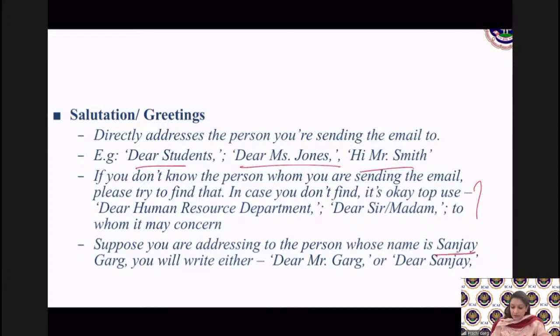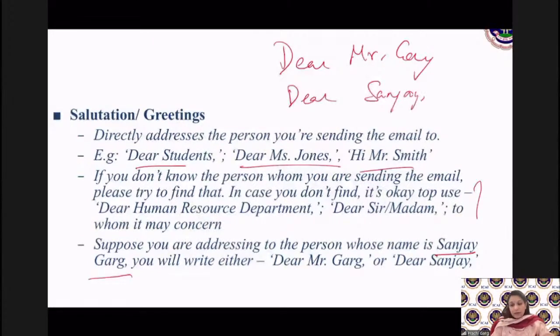For example, the person's name is Sanjay Garg. There are two ways of addressing the person: Dear Mr. Garg or Dear Sanjay. Either you say dear with the first name, or you use dear with the title and the person's last name. Am I clear? Right. So please make sure when you're writing an email, you take care of these things. Otherwise, dear sir, ma'am, whatever you want.